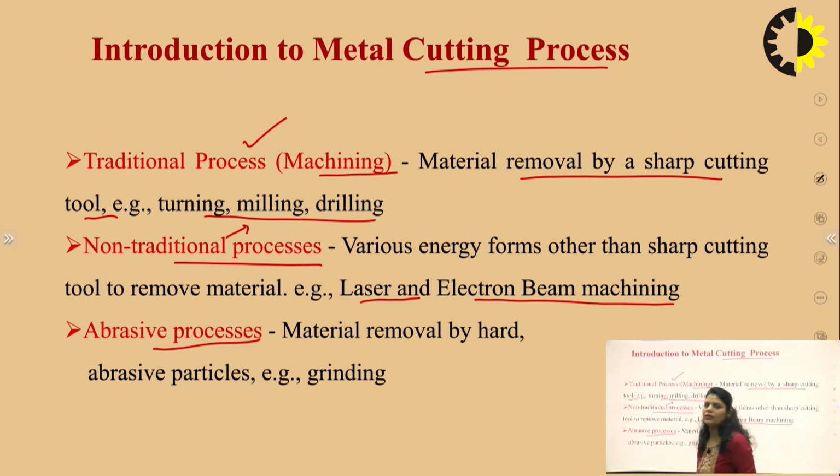Then we have the abrasive processes also. Here we will remove the material by hard abrasive particles. These are very tiny particles, and we can use binding materials to give a particular shape to these abrasive particles, like we use the grinding wheel in the grinding operations. We can use loose abrasive particles also, for example in the lapping operation. So it will depend on the type of process or type of finishing we want to achieve.